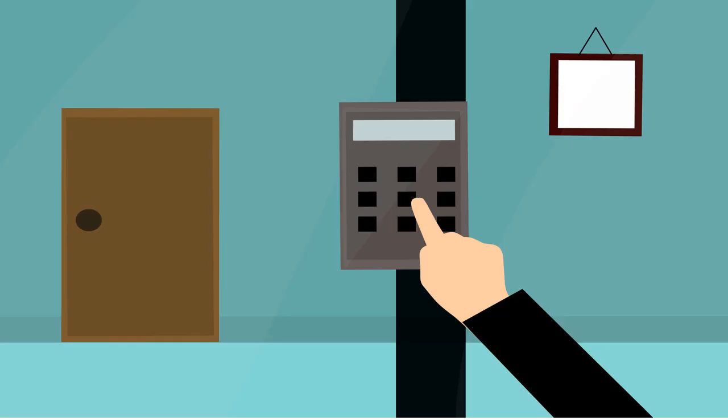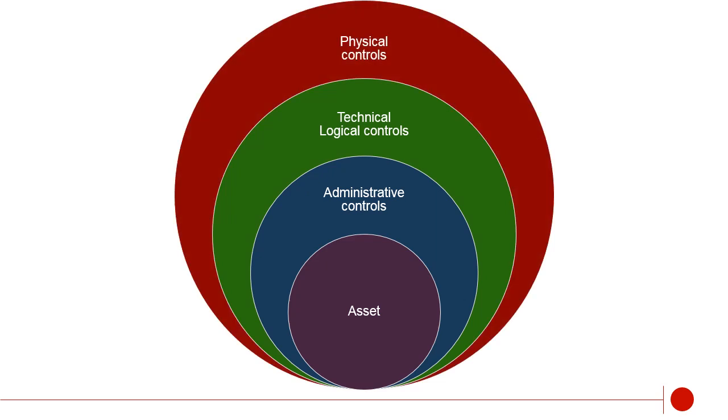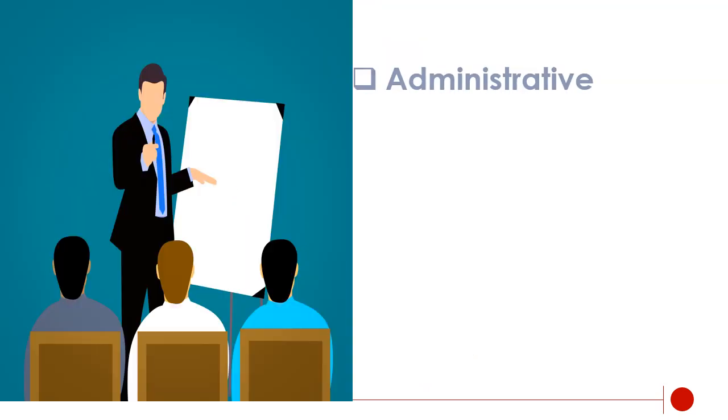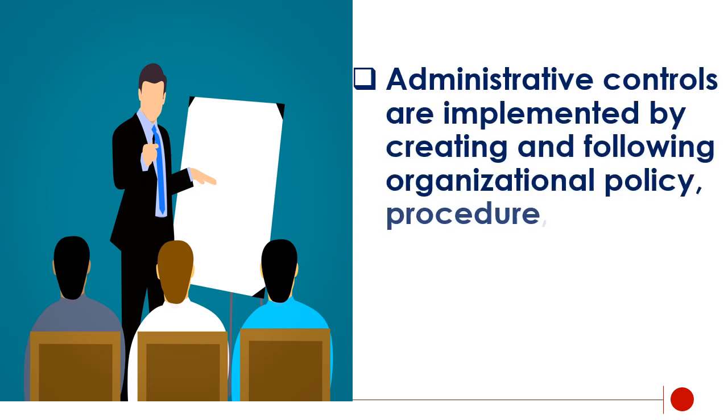Access control types. Three types of access controls are administrative (management) controls, logical (technical) controls, and physical controls. Administrative controls are implemented by creating and following organizational policy, procedure, or regulation. For example, user training and awareness.